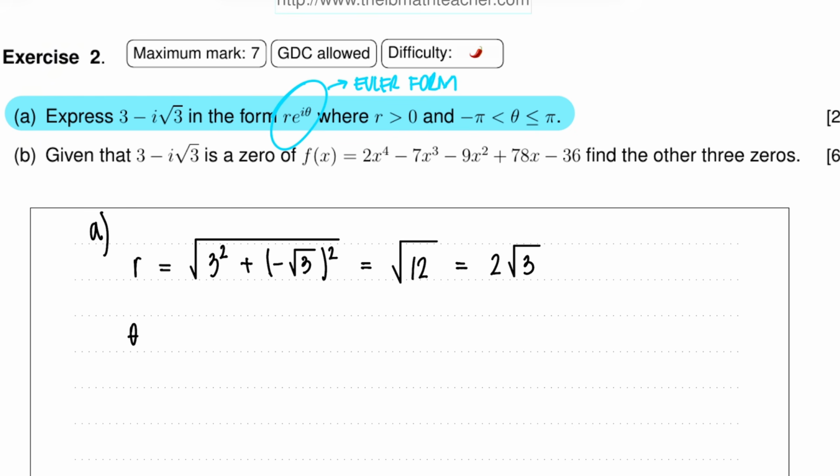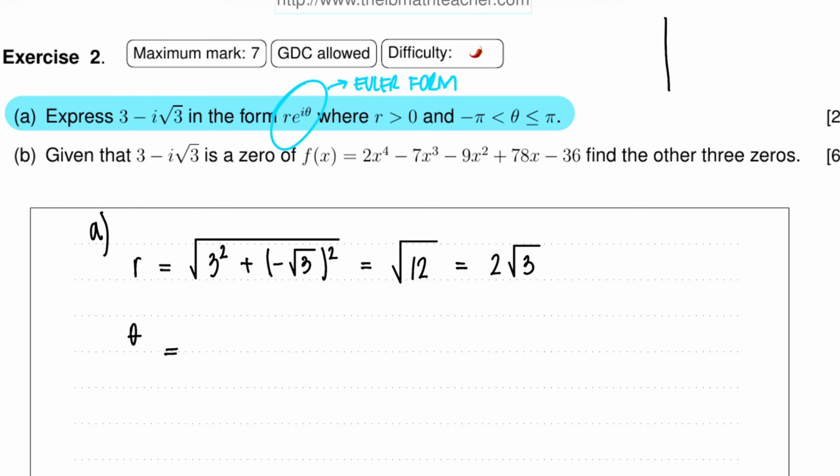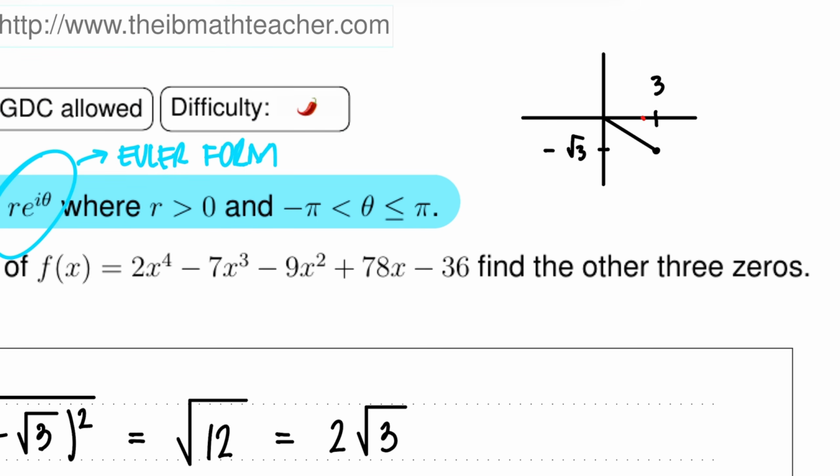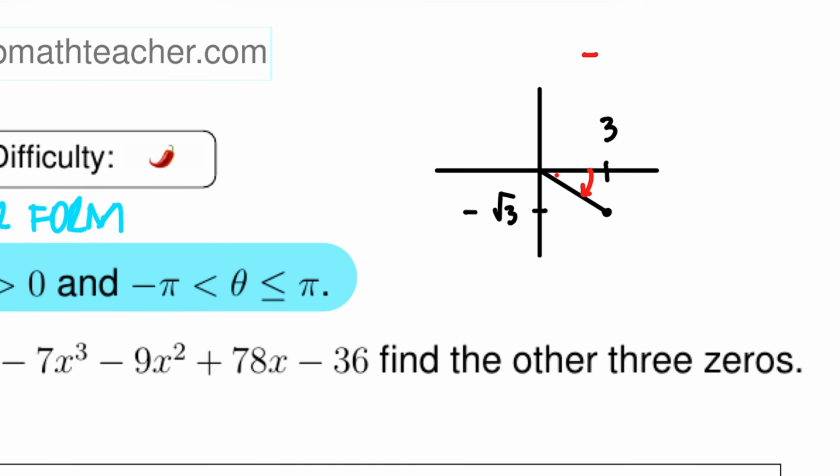And then we have the argument. One suggestion that I always make is whenever you're calculating the argument, do a rough sketch of where this complex number is. It has a real part which is positive, so positive 3, and an imaginary part which is negative root of 3. So this angle right here will be negative whatever this angle is. And what is this angle?